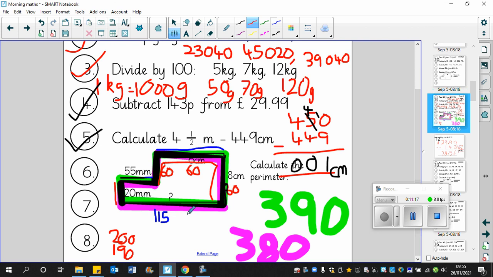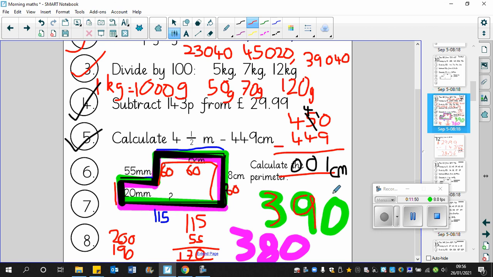115 add 55. Let's just do this. So 5 add 5 is 10. That's good. 0. 5 add 1 is 6. Add 1 is 7. And then the 1 goes there. So 170 plus that 20 is 190. And 200 plus 190 is 390. So this is the correct answer.